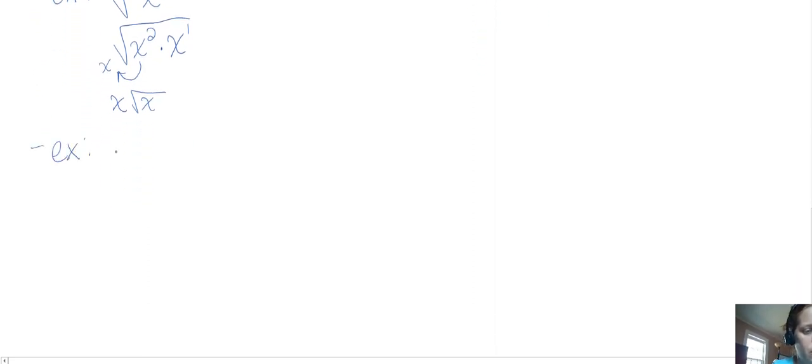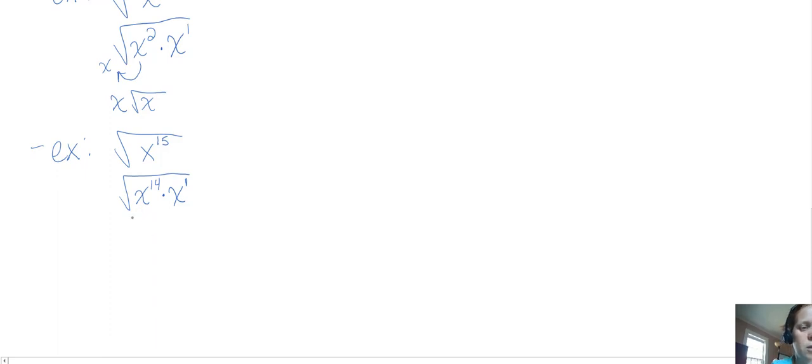Or how about square root of x to the 15th? Okay, again, I need to break this down so it's an even amount of my exponent so it fully simplifies. So if I break this down to x to the 14th times x to the 1, 14 plus 1 is 15. So that's the same thing, square root of x to the 14th times x.